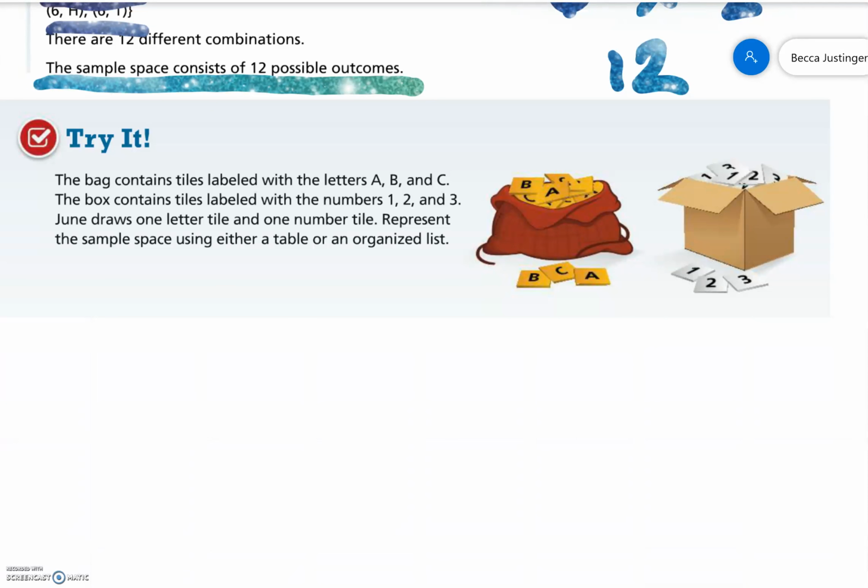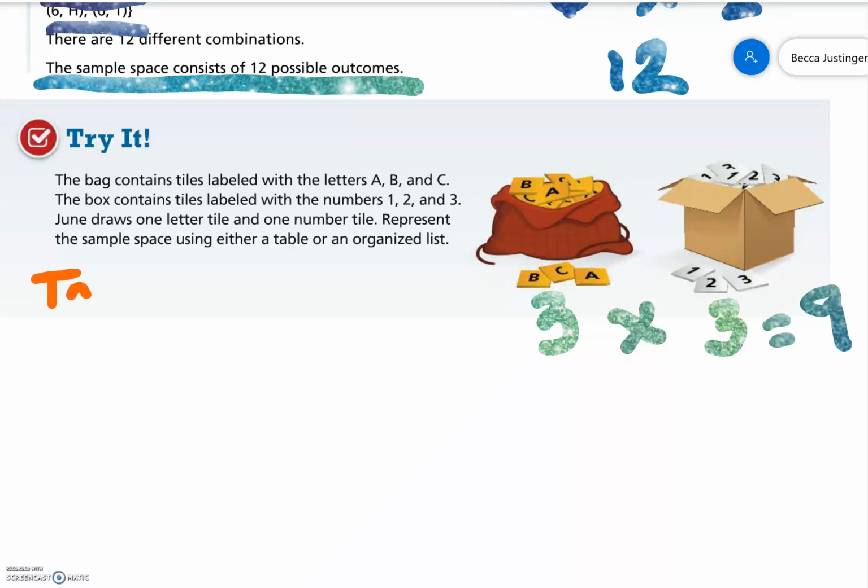The bag contains tiles labeled with the letters A, B, and C, and the box contains tiles labeled with the numbers 1, 2, and 3. June draws 1 letter tile and 1 number tile. Represent the sample space using either a table or an organized list. We're going to do both. But in the bag with the letters, there's 3 options, and the bag with the numbers, there's 3 options. Multiplying those, I should already know that I'm going to have a sample space with 9 possible outcomes.